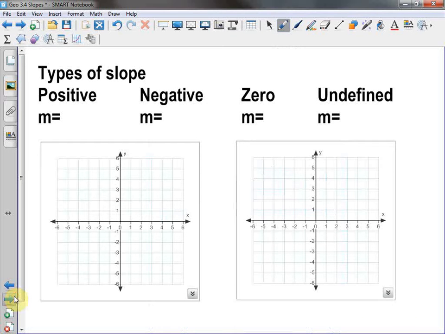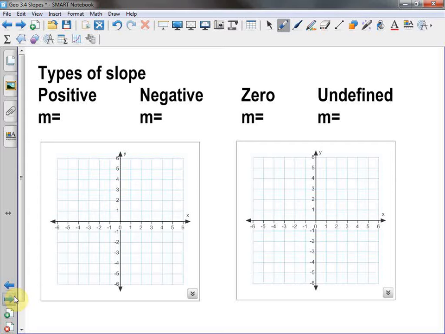So let's talk about some slopes. All right. There's 4 different types of slope: positive, negative, 0, and undefined. All right. Do we all know what that M stands for? Slope. Okay. A lot of times it'll stand for other things like meter or mass or something like that. When we talk about lines, it stands for slope. Okay. And it means the numerical value of the slope, right?